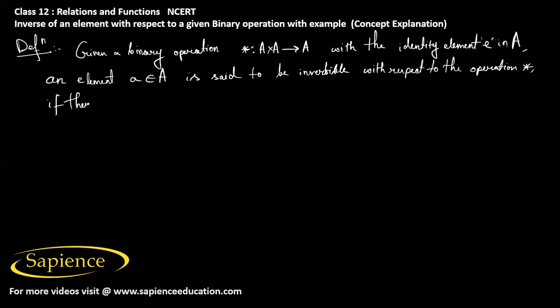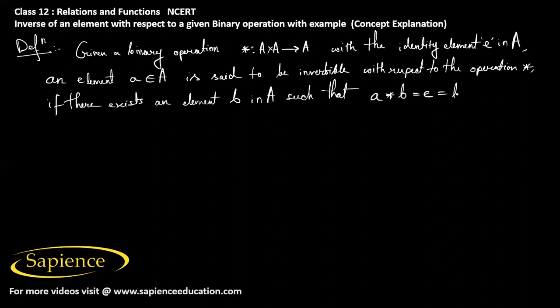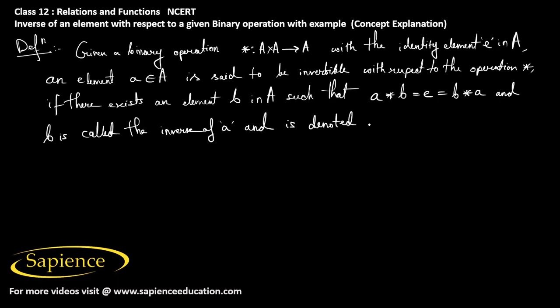if there exists an element B in the set A such that A star B is equal to E, which is equal to B star A, and B is called the inverse of A, and is denoted by A inverse.